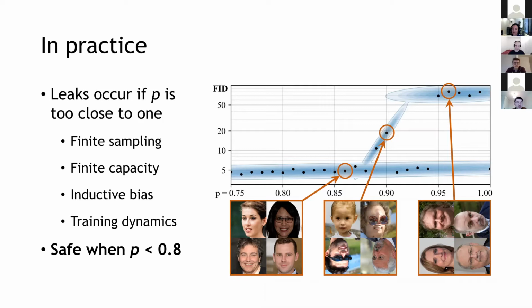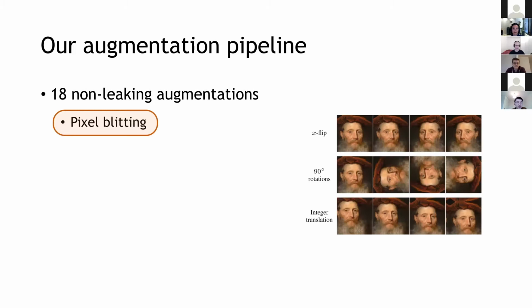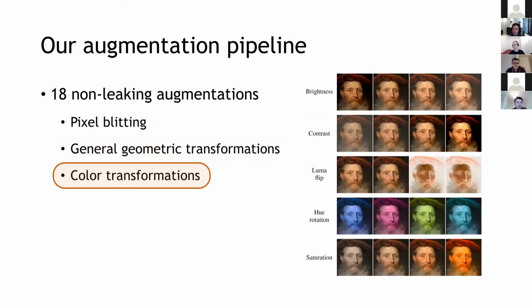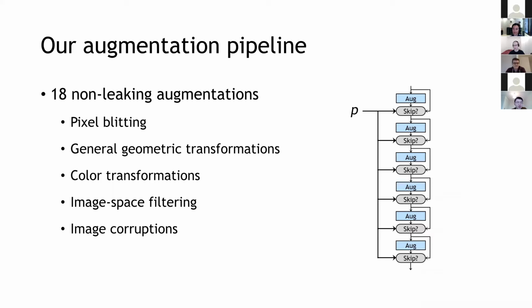We've repeated this experiment for several different augmentations and concluded that things seem to be fine as long as p is less than 0.8, which is good enough in practice. Based on these findings, we develop a custom augmentation pipeline consisting of 18 non-leaking augmentations. These include things like flips, rotation, scaling, color transformations, sharpening, blurring, and so on. We simply stack all of those together and use a single shared value of p for all of them.